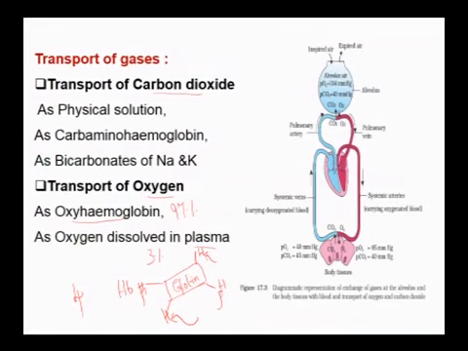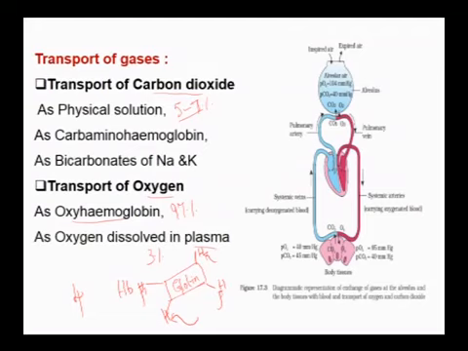Next, transportation of carbon dioxide. Nearly 5 to 7% of the carbon dioxide is transported as a physical solution, wherein it dissolves in the plasma and gets transported. Now the question arises, why not more? When it is more, it will bring about an acidic condition. So the permissible level is only 5 to 7%.